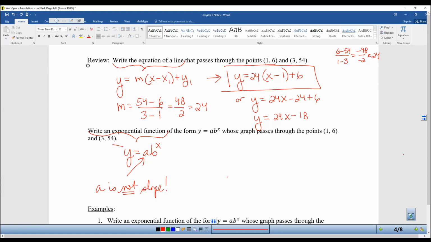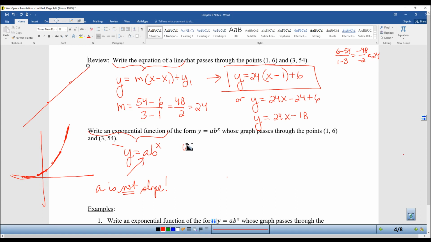The reason we can do slope for a line is because a line stays at the same slope the entire time. So it doesn't matter which 2 points you pick. For an exponential function, the slope is constantly changing. The slope is really shallow here, and then it gets bigger, and it becomes really steep. So depending on which 2 points you pick, you're going to think it has a different slope. So this a is definitely not slope.